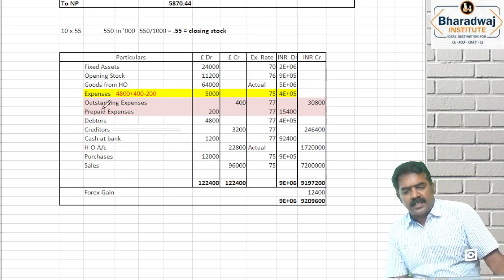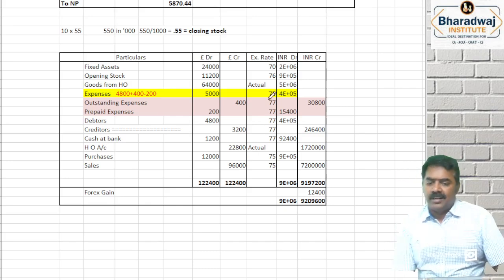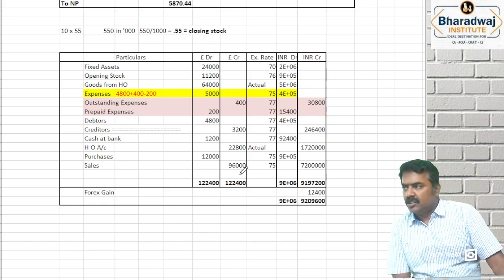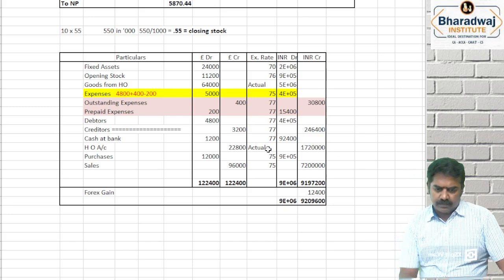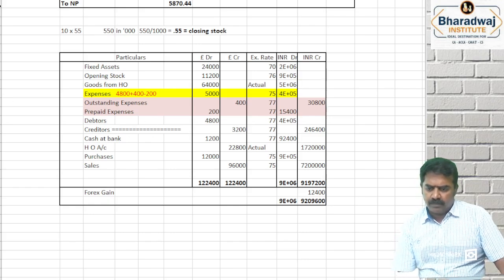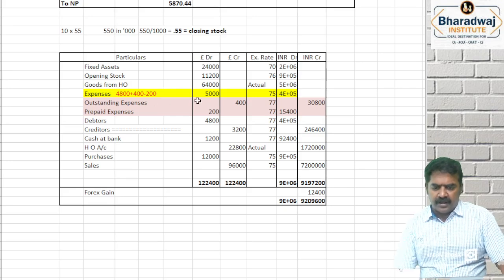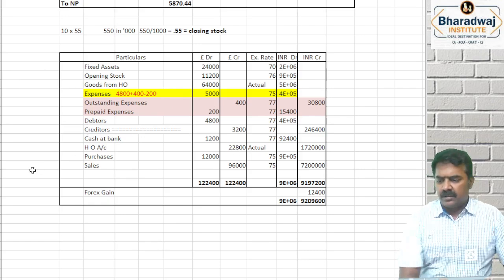To solve the question, what is missing? Opening stock is there, goods sent is there, goods returned is there, sales is there, expense is there. What is missing? Closing stock is missing. We have to find out first the invoice price of the closing stock. Before we start to prepare trading P&L account, they ask you to prepare on invoice price basis. We need to work out closing stock.